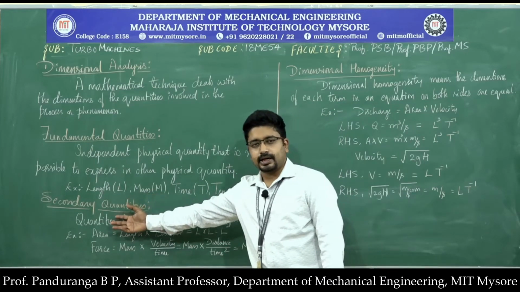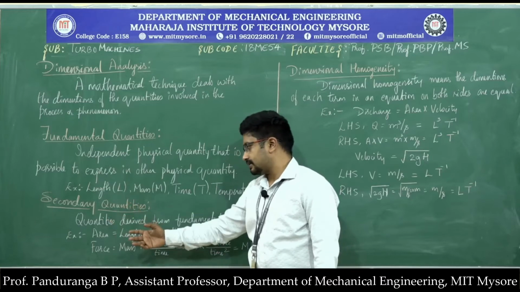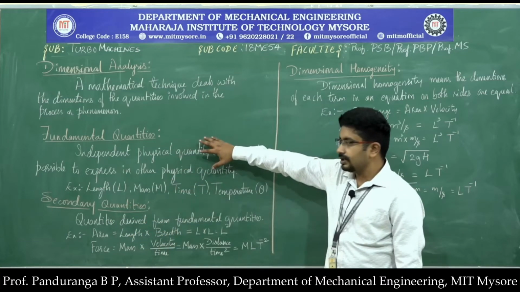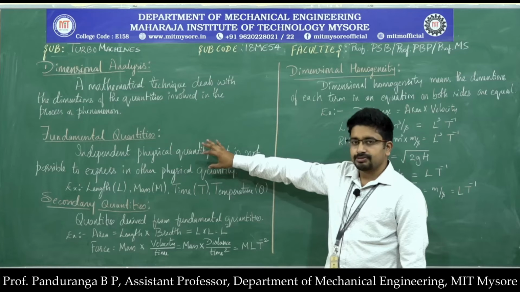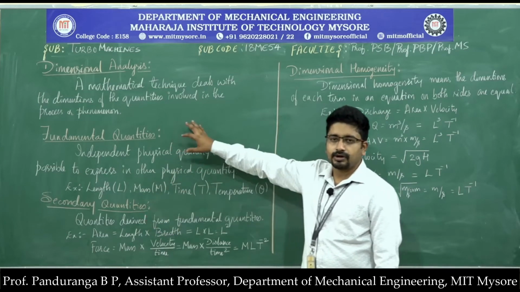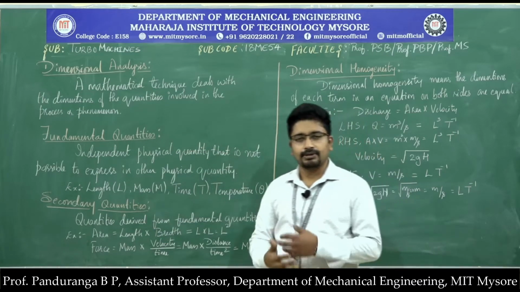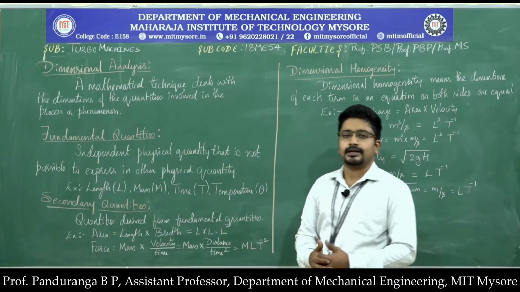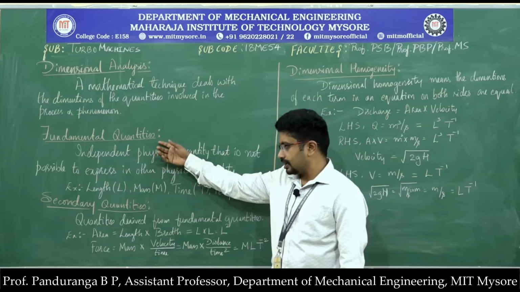Now let us see secondary quantities. The secondary quantities are the quantities which are derived from the fundamental quantities, which means these quantities can be represented in terms of fundamental quantities. So they can be further divided, and they can be expressed in terms of fundamental quantities.